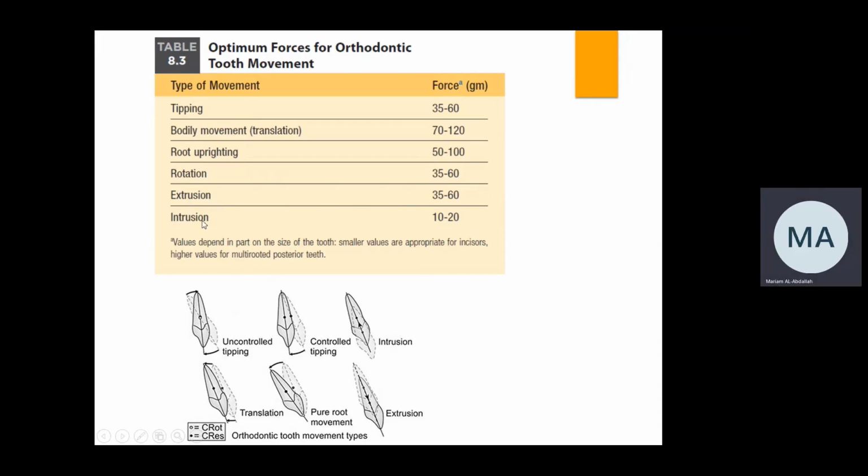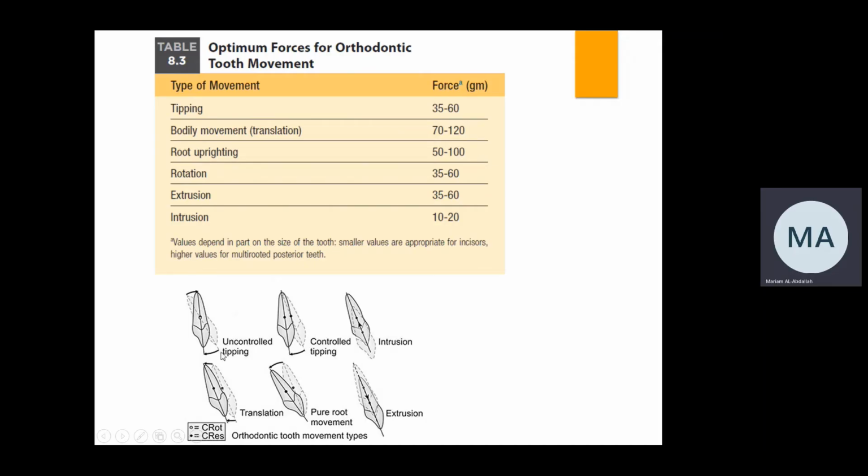Intrusion will require the minimal amount of force. And then the maximum amount of force is needed if I'm trying to go for a bodily movement, 70 to 120. And then root uprighting or root torquing will require the second biggest amount of force, 50 to 100.